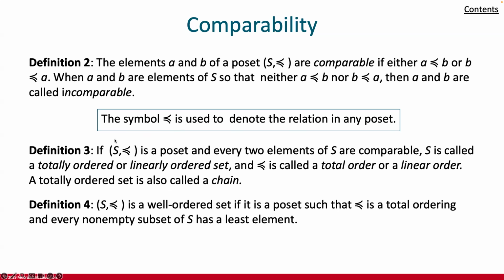If we have (S, ≼) as a poset and every two elements of S are comparable, S is called a totally ordered or linearly ordered set, and this relation is called a total ordering or a linear ordering. A totally ordered set is also called a chain. And finally, (S, ≼) is a well-ordered set if it is a poset such that ≼ is a total ordering and every non-empty subset of S has a least element.